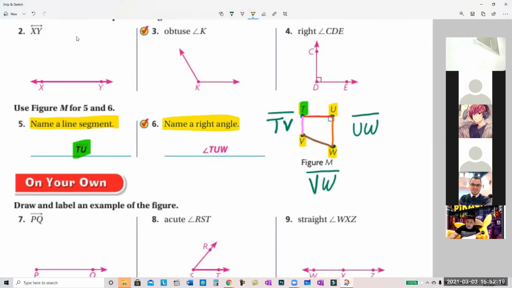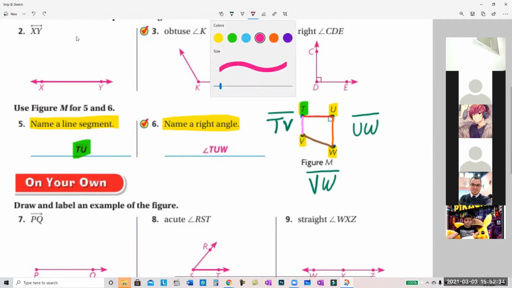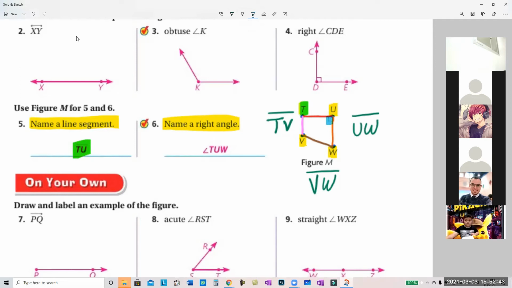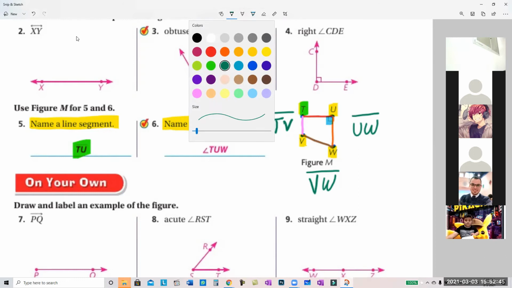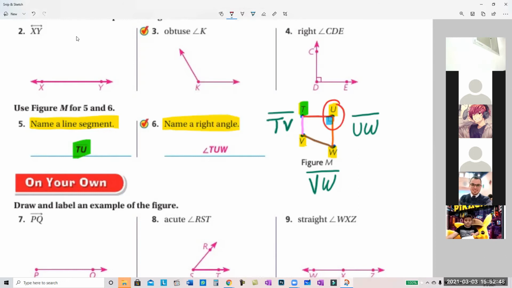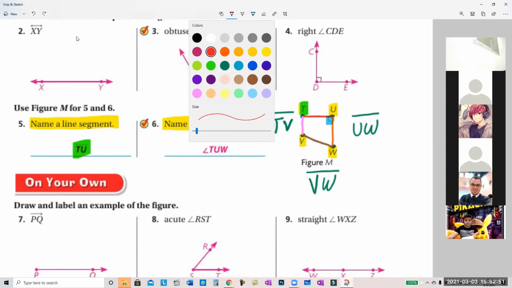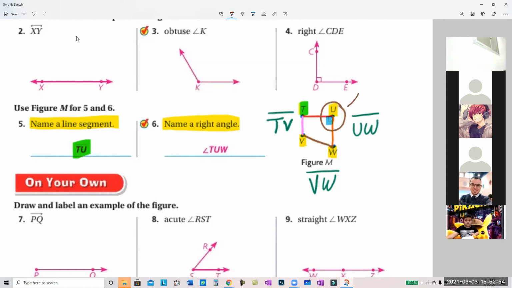Okay, Hassan. Can you name a right angle here? So the right angle means a square corner, right? A right angle, we have a square corner here. Yes. Right here. That's a square corner, right? And do you see this square corner? In this square corner, we have U. So U must be the vertex. And as we learned before, the vertex must be in between, in the middle, right?